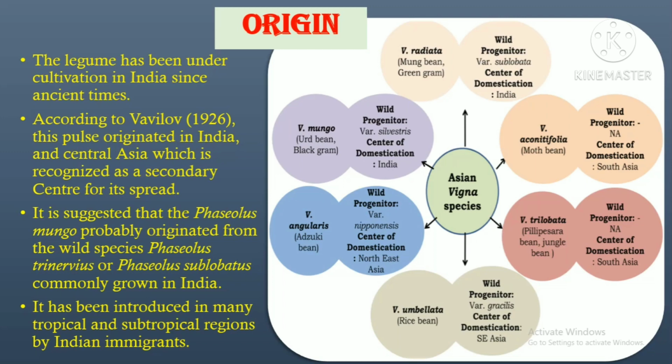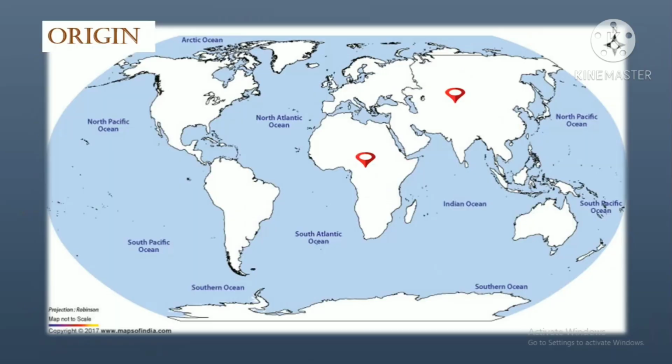The genus Vigna initially originated in Asia and Africa, and later it spread widely into North America, South America, and Europe. Among the cultivars, Vigna unguiculata originated from Africa, and Vigna angularis is from Japan and China, and other species are mostly from India.